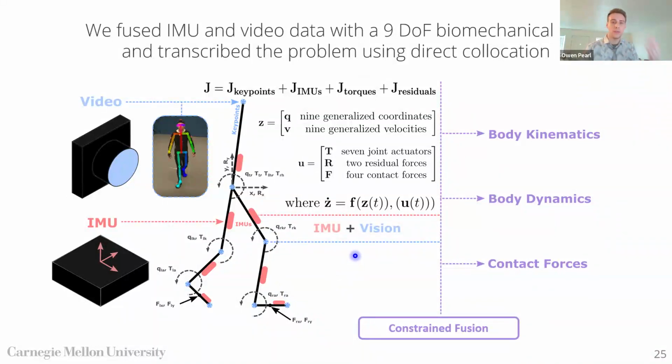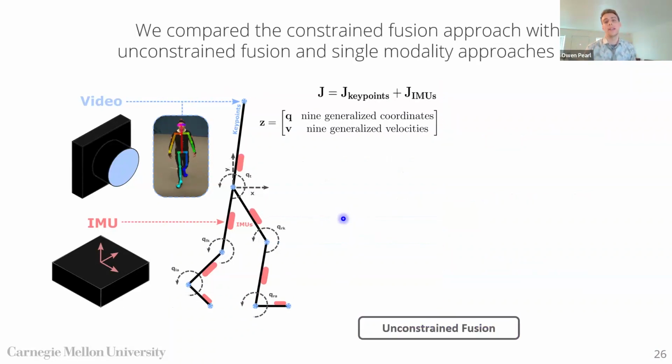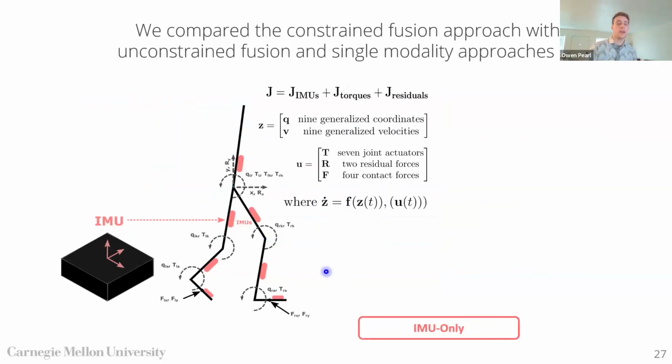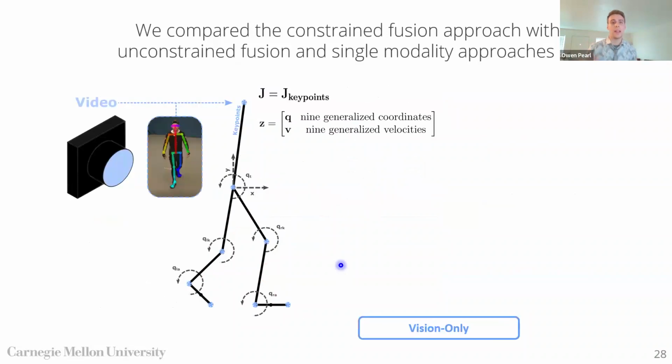And so I'm calling this constrained fusion because of this equality constraint. And I tested this constrained fusion approach against an unconstrained fusion approach that doesn't have this equality constraint. And this one doesn't have physics. It only is tracking the key points and the IMUs with the kinematic expressions from the body to those different profiles. And I also tested these two fusion approaches against a single modality approach from IMUs that was state-of-the-art at the time, and a single modality approach for video that is also state-of-the-art at the time.